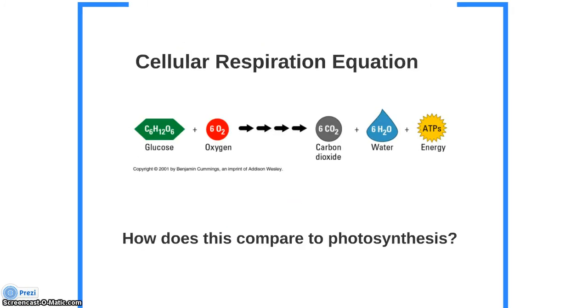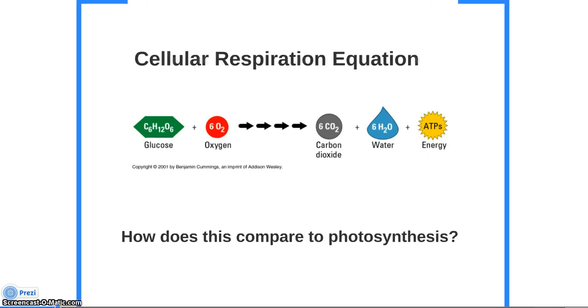Here's the cellular respiration equation. You do need to memorize it, but again, you only need to know the words. Glucose plus oxygen are reactants. Mixed together will produce carbon dioxide, water, and ATP energy.